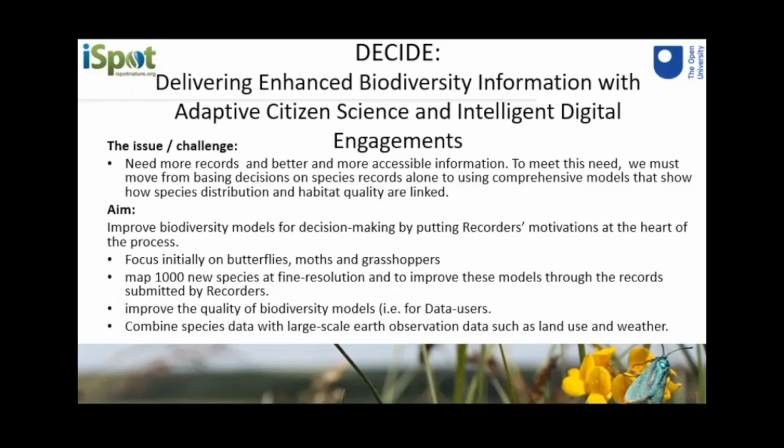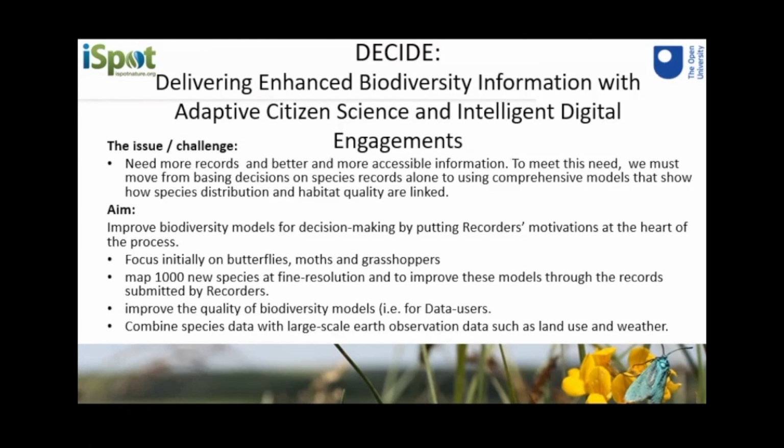So the other project is Decide. You probably heard about this. It's a brand new project funded by NERC. And what we're trying to do with this, we understand the various challenges in terms of the type of information, we need more records, but we also need this to be more accessible.